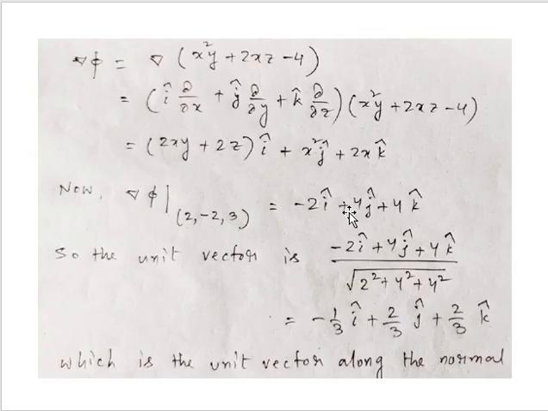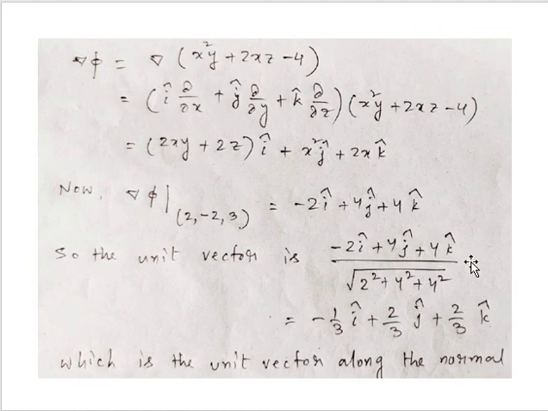So what is the unit normal vector? This is a normal direction and we have a point. How can we find the unit normal vector? We know the formula of the unit normal vector is nothing but this vector divided by the square root of 2 square, 4 square and 4 square. This is the unit normal vector to the surface. So this is a unit vector.